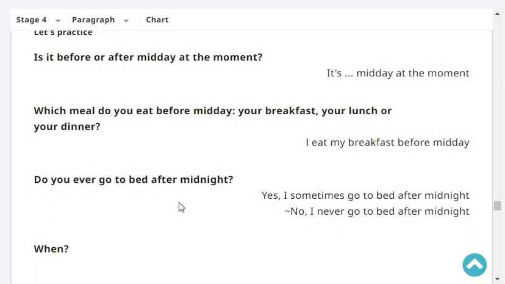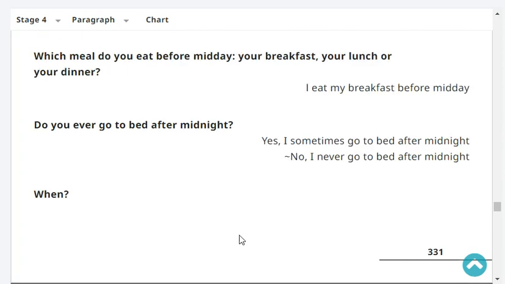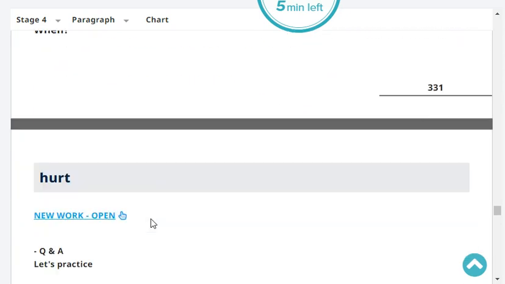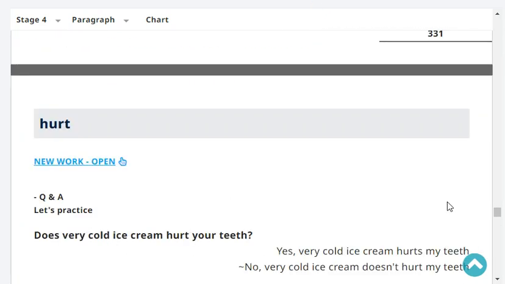Which meal do you eat before midday? Your breakfast, your lunch, or your dinner? I eat my breakfast before midday. Do you ever go to bed after midnight? Yes or no? No, I never go to bed after midnight. Very good.